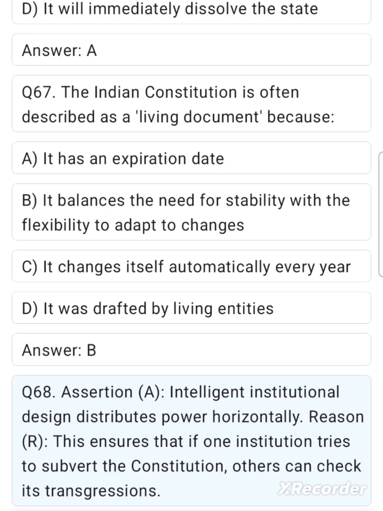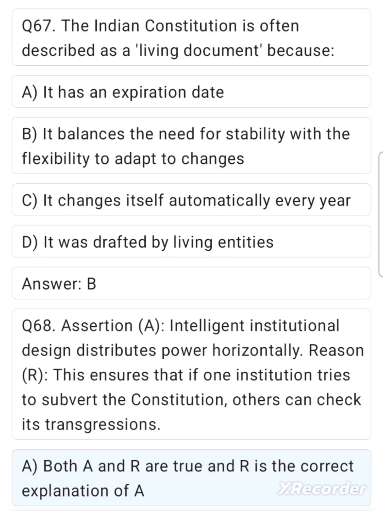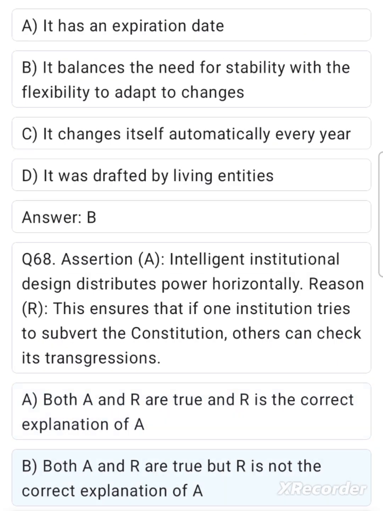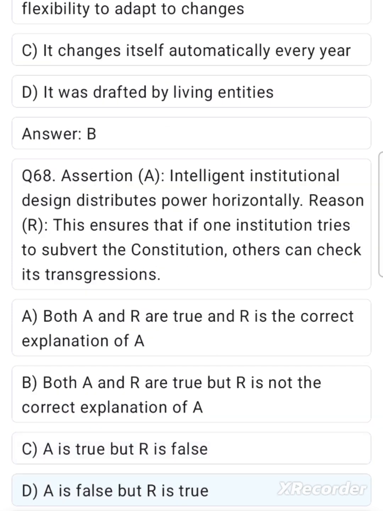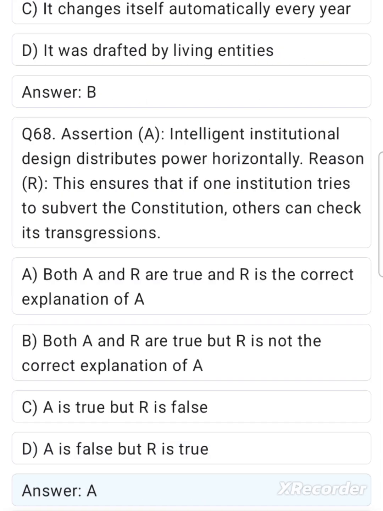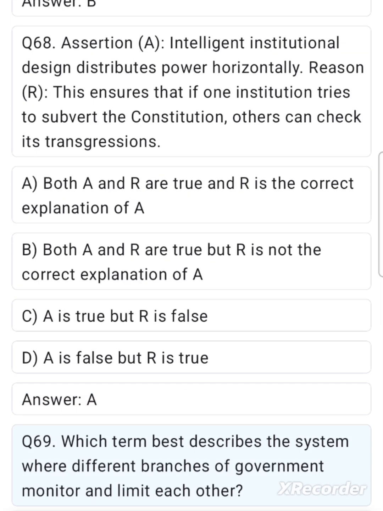Q68. Assertion A: Intelligent institutional design distributes power horizontally. Reason R: This ensures that if one institution tries to subvert the constitution, others can check its transgressions. A. Both A and R are true and R is the correct explanation of A. B. Both A and R are true but R is not the correct explanation of A. C. A is true but R is false. D. A is false but R is true. Answer: A.